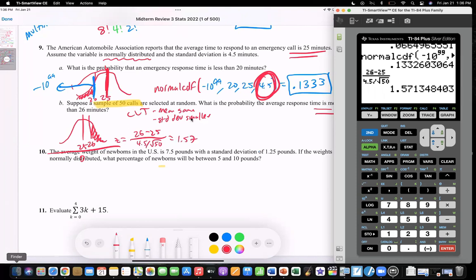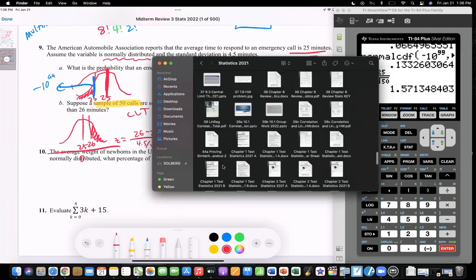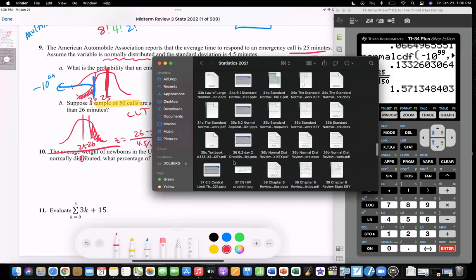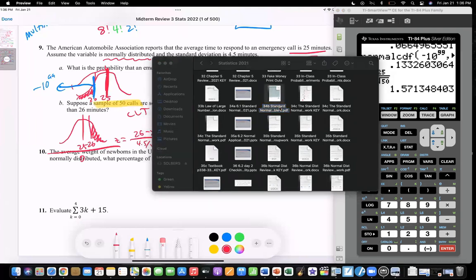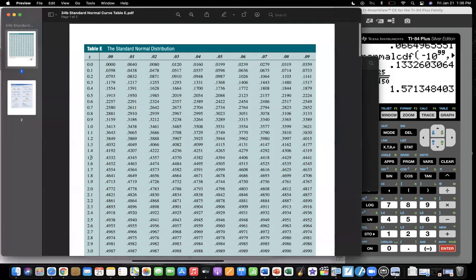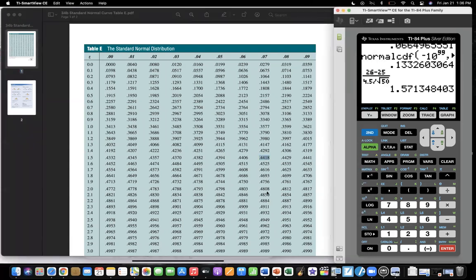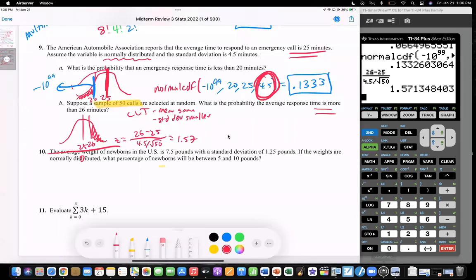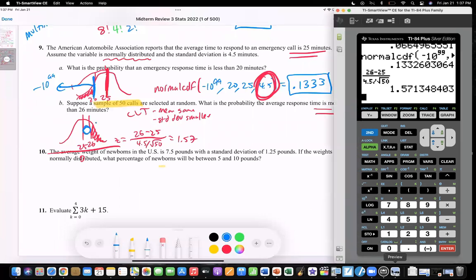We can look up that area in the table. Let me pull up my table here. So 1.5 is here, and if I go over to 7, that's this column here. That'll give me 4418. Let me double check it. So 4418. That means this value here, between 0 and this z-score here, is 0.4418.